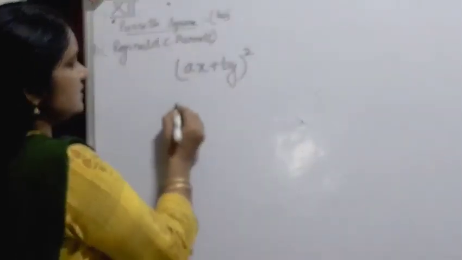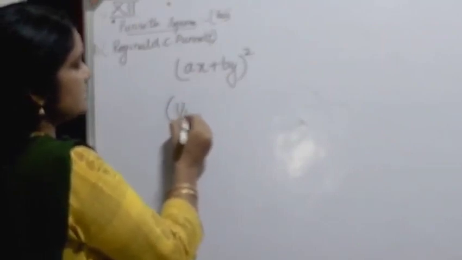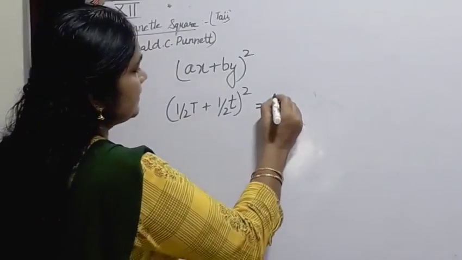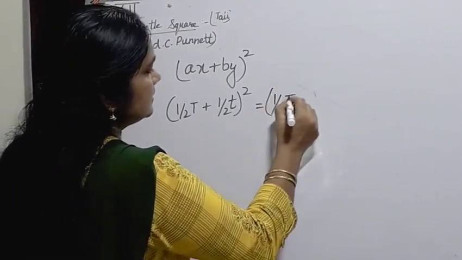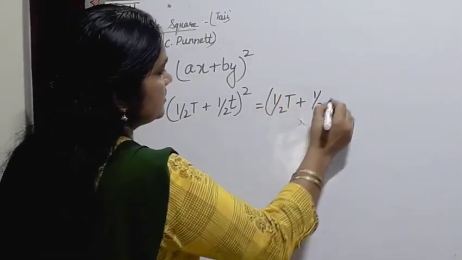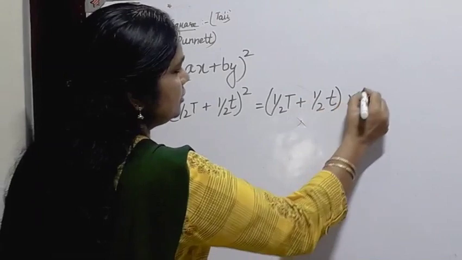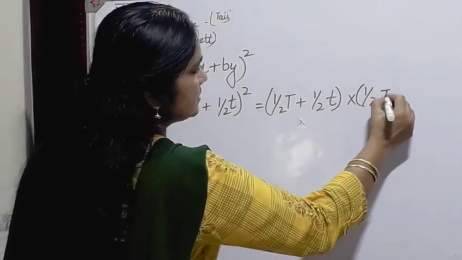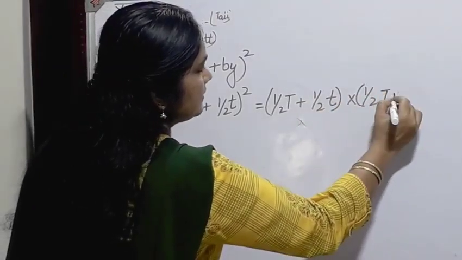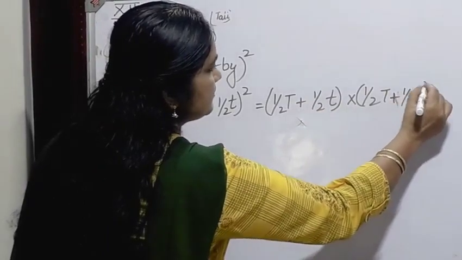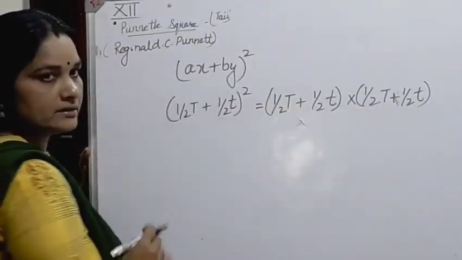By a mathematical expression, the binomial (ax plus by) whole square. In that you can see the first expression, half of the dominant factor plus half of the recessive factor. When you square it, you get (half T plus half t) squared. So you can expand it in this way.